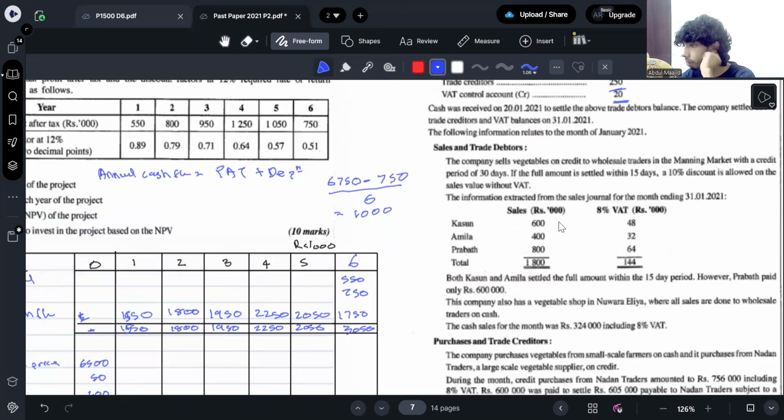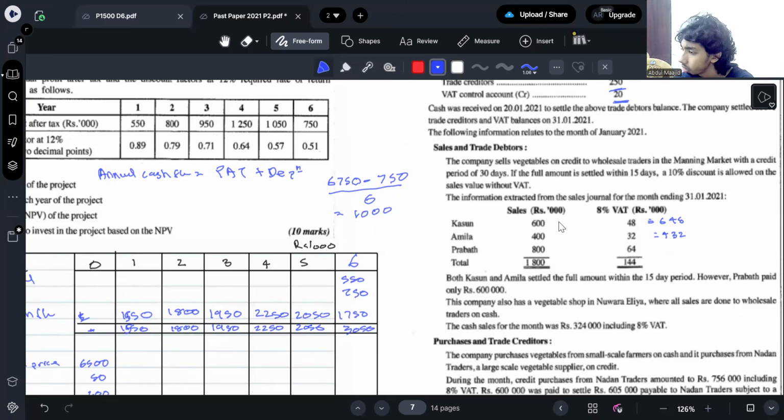Both Kasun and Amila settled the full amount within the 15-day period. However, Prabhat paid only 600,000. What is the full amount Kasun should pay? 648. Amila should pay 432. Okay. So now, Prabhat has paid only 600,000.